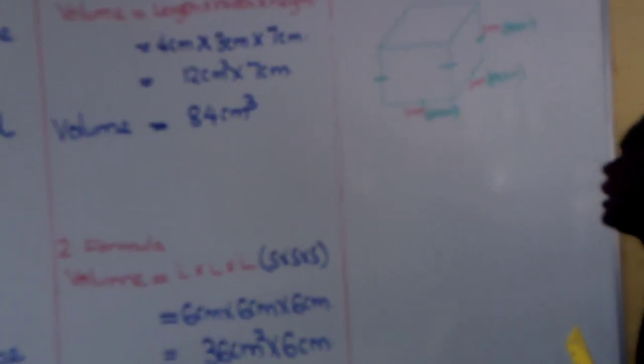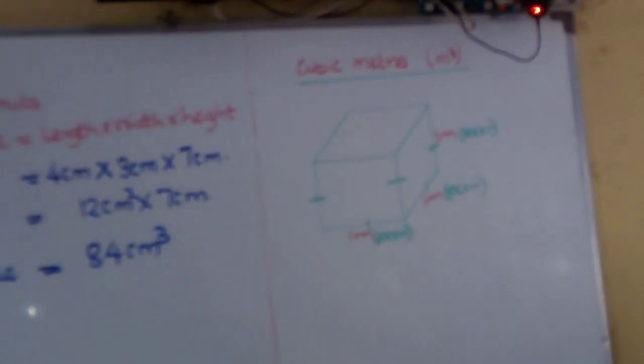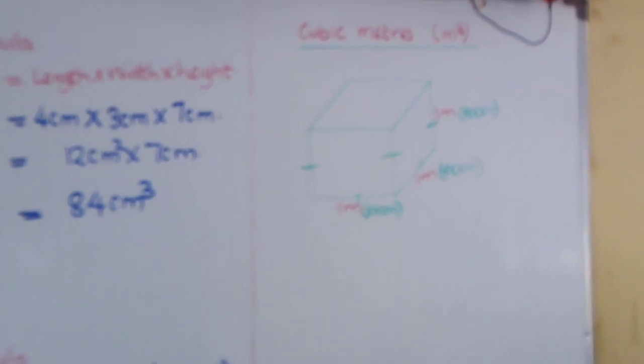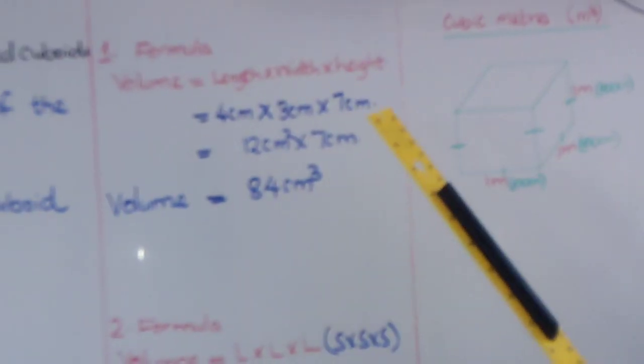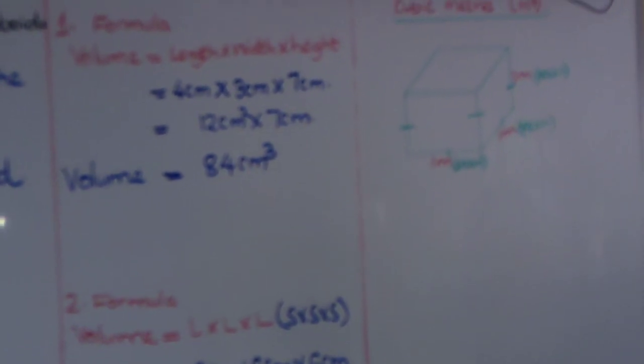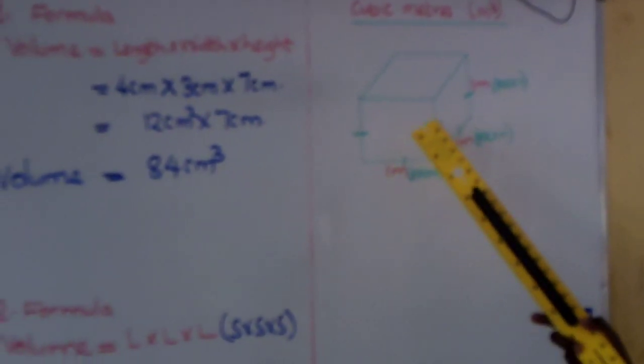Fair enough. Now we come here. Now in class 6, we want to introduce cubic meters as a unit of measuring volume. Remember, in class 5, we learned volume in cubic centimeters. Now in 6, we want to learn the same volume, but in cubic meters, a different unit. Let us find the volume of this cube.